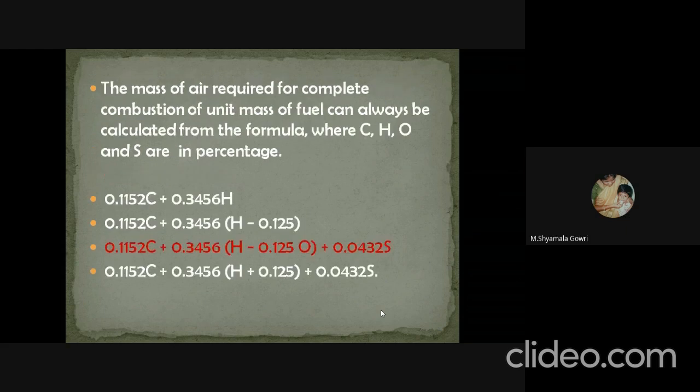The mass of air required for complete combustion of unit mass of fuel can always be calculated from the formula, where C, H, O, S are in percentage. The formula is 0.1152.